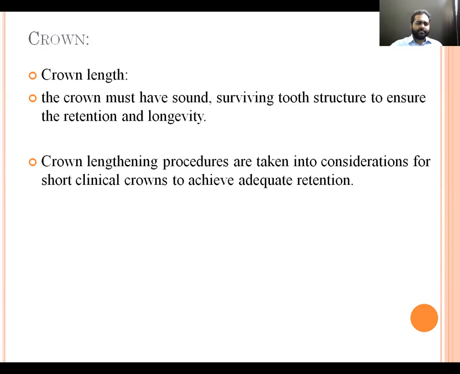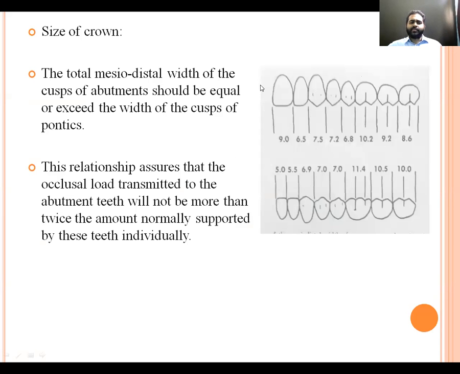So basically, a crown lengthening procedure can be performed if you don't have adequate crown height. Okay, the crown height is less. In such cases, we go for the crown lengthening procedure to increase the length of the crown. Short clinical crowns are not adequate for proper retention in your abutment selection. So we increase the crown height by the crown lengthening procedure.